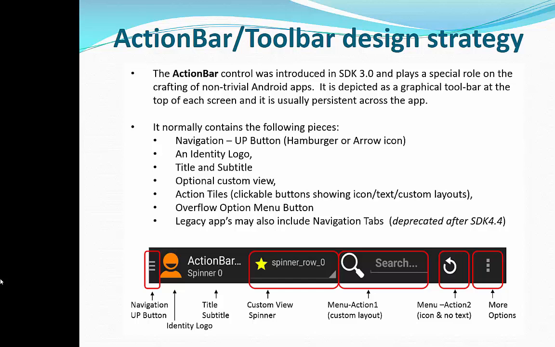So any clickable buttons showing icon, text, or custom layouts can be used in action titles. Then the overflow option menu button, for more options. If you want to see more options, you will press these three dots.